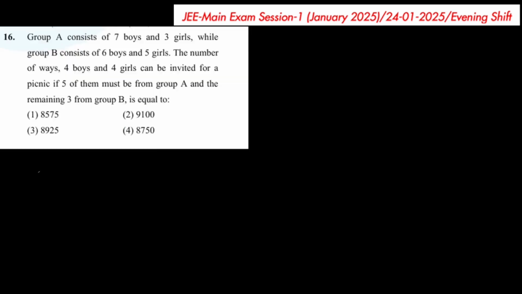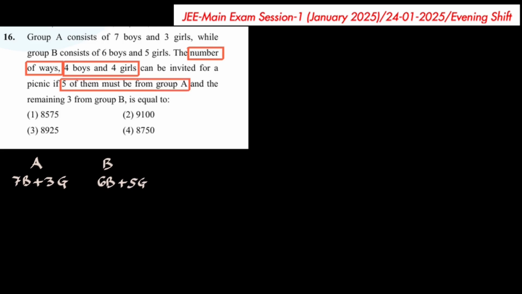In this question, there are two groups. Group A consists of 7 boys and 3 girls, and Group B consists of 6 boys and 5 girls. We have to find the number of ways in which 4 boys and 4 girls, that means a total of 8 members, can be invited for a picnic if 5 of them must be from Group A and the remaining 3 from Group B. So out of 8 members, 5 members must be from Group A and the remaining 3 from Group B. Let us consider different cases.